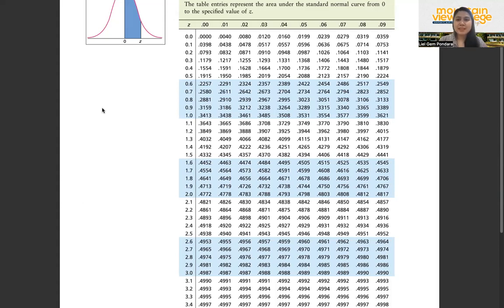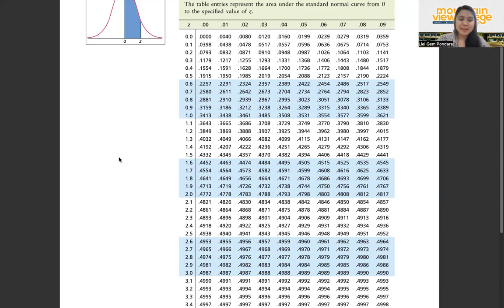Next, second to the last. Z equals 0.5. Go. Z equals 0.5. Oh, sorry, Jewel. It's the wrong answer. The first one to post is still Carl. 0.1915. Here, 0.5, this one.